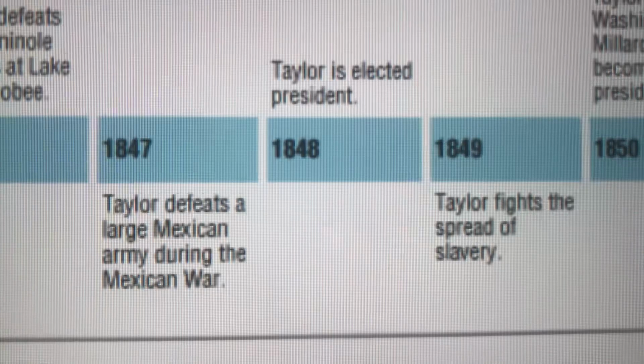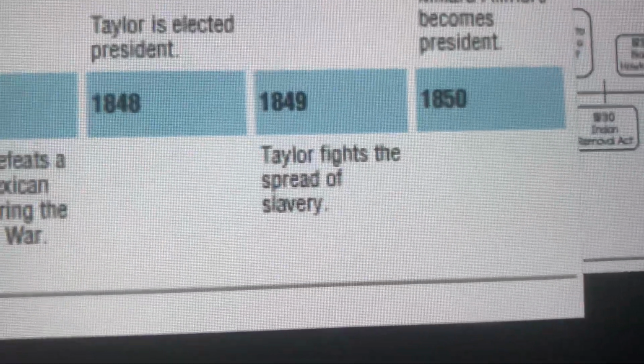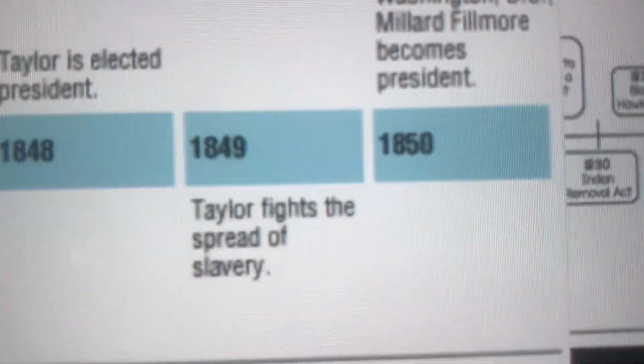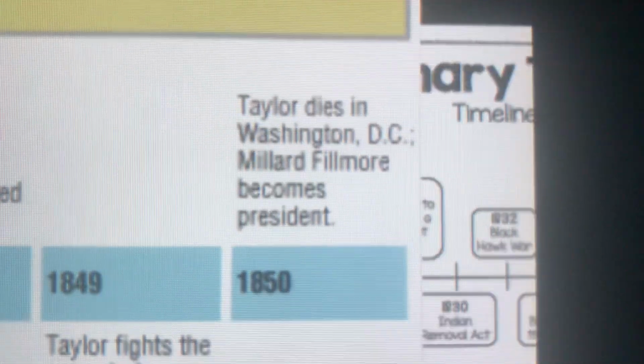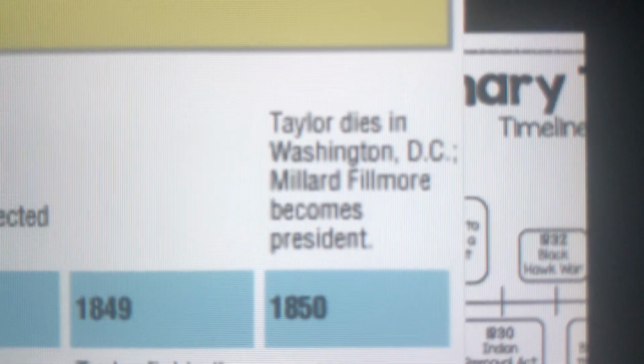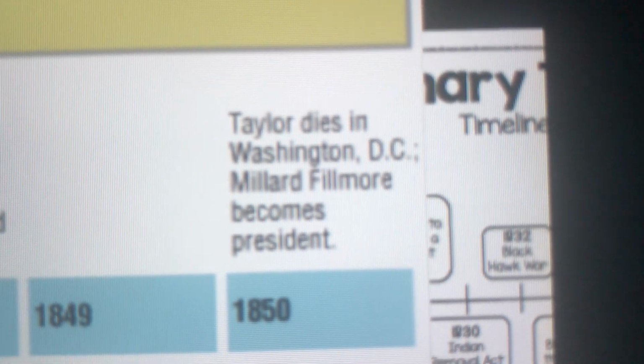Then in 1848, he's elected president. Then the next year he becomes president, and he fights the spread of slavery. Then finally in 1850, he died in D.C. Mr. Fillmore, his vice president, became the president.